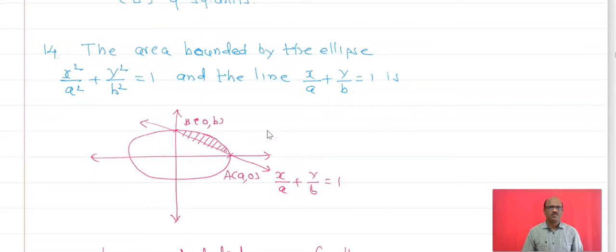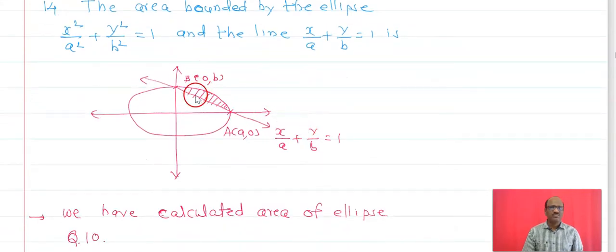Now problem number 14: the area bounded by the ellipse x squared upon a squared plus y squared upon b squared is equal to 1, and the line x upon a plus y upon b is equal to 1. Now see this very interesting line: this line makes the intercept a on the x-axis and b on the y-axis. Therefore the points of intersection are (a, 0) and (0, b). Now we will find the required area, that is the area below this ellipse minus the area below this line.